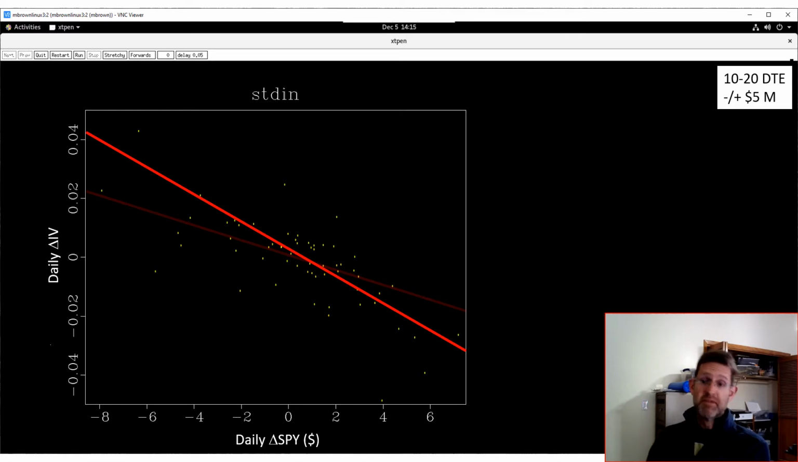So what if we use a subset of the options instead of all the options? In this case, I repeat that calculation for options that are 10 to 20 days to expiration, and those with a strike within $5 of the stock price, plus or minus. Notice that the slope of the line steepens. What this is saying is that the sensitivity of an option's IV with respect to changes in the stock price is variable. It depends on the days to expiration of the option and how far in or out of the money it is.